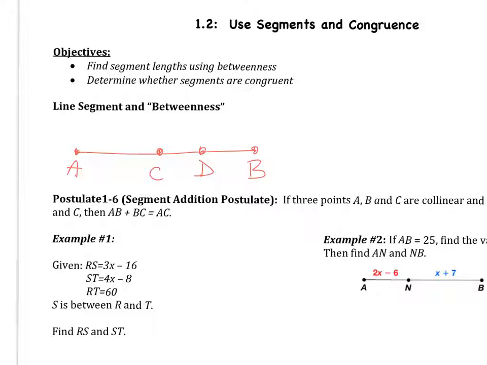I am going to tell you that AB, the length of A to B, is equal to, say, 20 inches. The length of segment CD is equal to the length of segment DB. The length of segment AC is equal to 8 inches. I want to know, how long is CD? Can you do that?